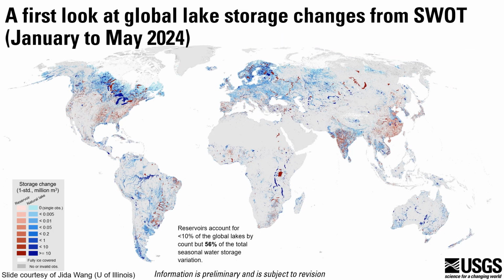This slide, courtesy of Jida Wang at University of Illinois, takes a first look at global lake storage changes from SWOT between January and May 2024. Lakes are split up into reservoirs, which include any man-made controlled water body, versus natural lakes. Here we can see that although reservoirs account for 10% of global lakes by count, they approximate 56% of seasonal water storage variation in this preliminary study.